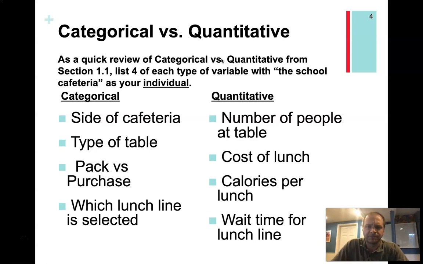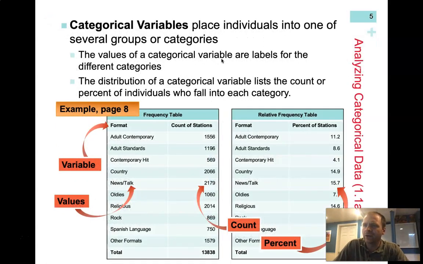So we move on, and we're looking at categorical variables. They place individuals into one of several groups or categories. The values of a categorical variable are labels for different categories. The distribution of a categorical variable lists the count or percent of individuals who fall into each category. So we can see here types of music. On the left side, we have format as our variable. Our values are the types of music. The count of stations are given right over here. This is a frequency table.